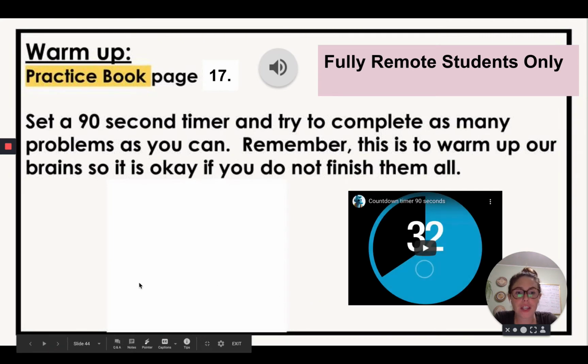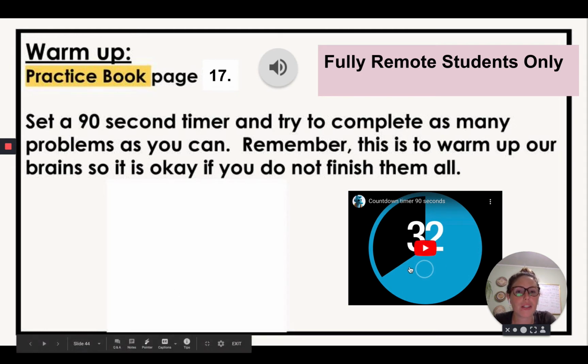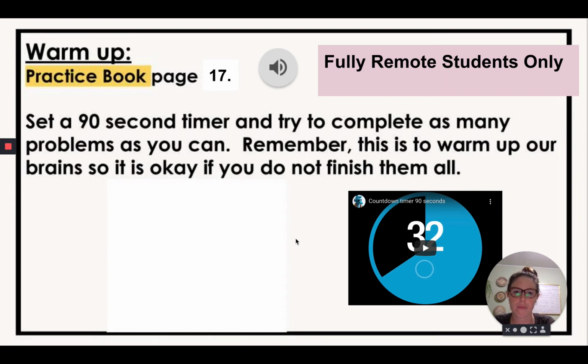So for the fully remote students, you can watch this. If you're not, you can skip to the next slide, okay? You're going to work in your yellow practice book on page 17, okay? You have another sprint to do for number bonds of 7. You can use this timer here for 90 seconds to see as many as you can do in that time. Remember, it's just to warm up our brains, but we still want to try our best. Don't worry if you don't finish them all.